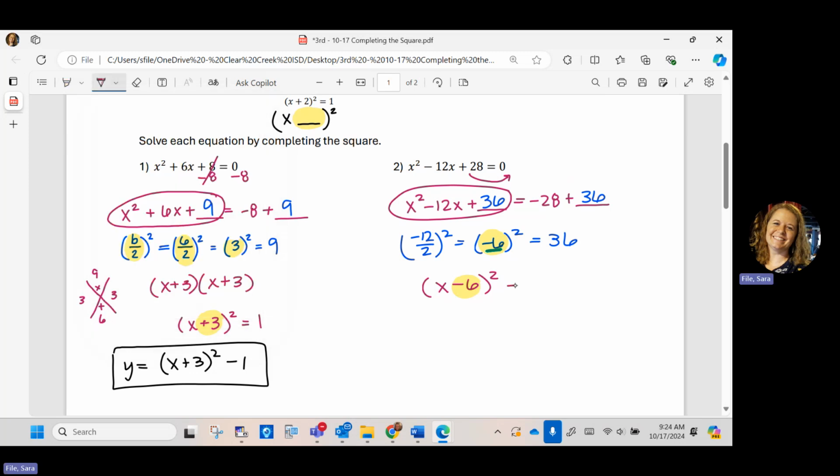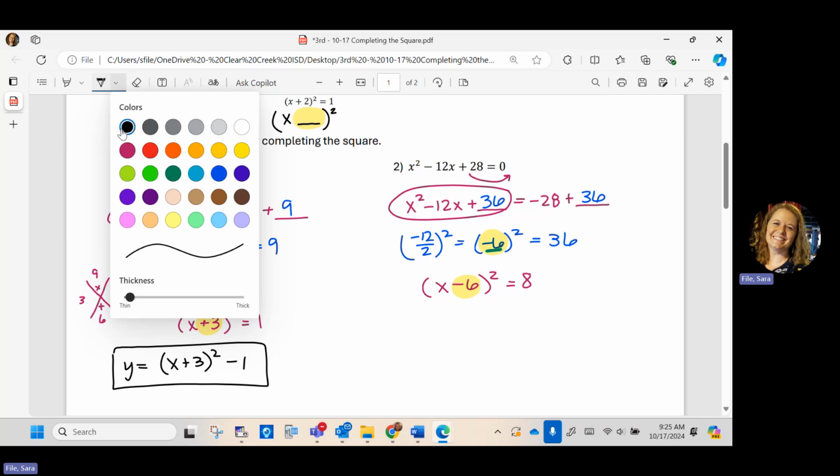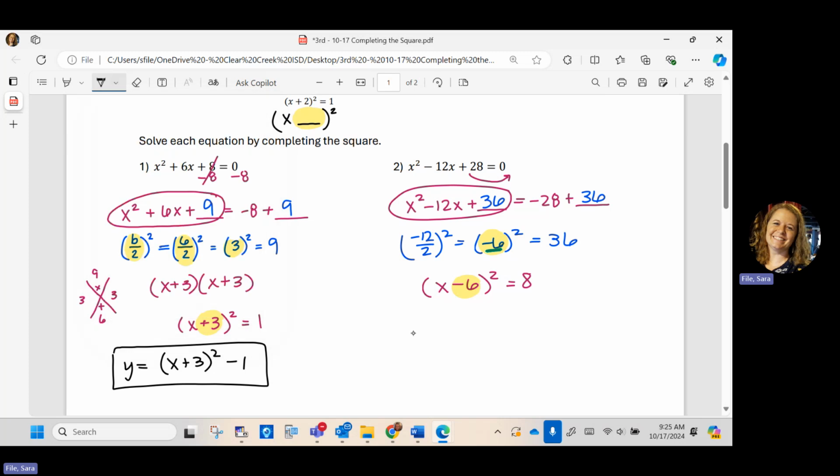Okay, and then what about on the right side? What's -28 plus 36? 8. Because the 36 is positive, the -28. So 36 minus 28. Okay, now if I want this written in vertex form, I've got to move that 8 back over. So this would become x minus 6 squared minus 8.